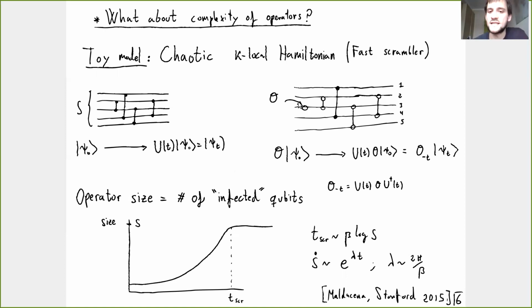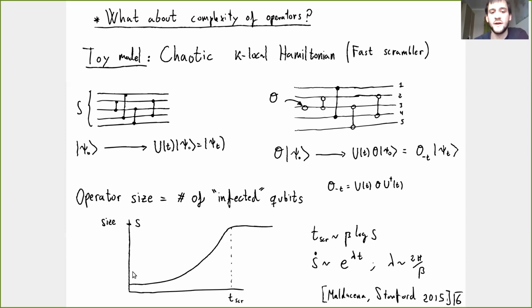The idea is that I insert an operator here, and then I let the state evolve under the unitary operator, and this operator will grow as it hits the gates in the quantum circuit. Every time it hits a gate, it will at least duplicate.